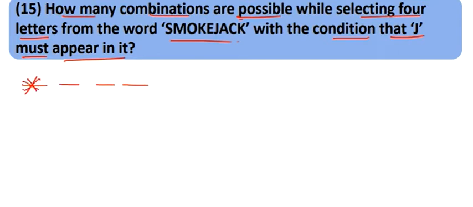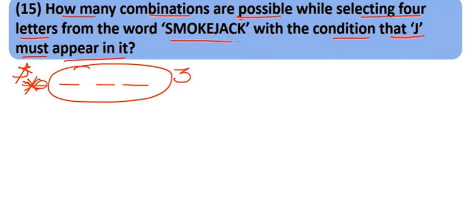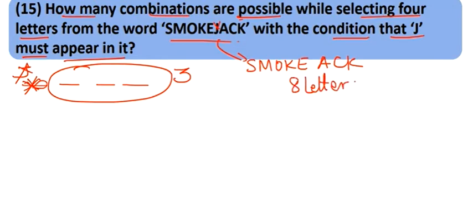That means one place is already occupied by J. Now, so we have to select only 3 letters. Also, out of SMOKEJACK, J already has been occupied, so we cannot select J again. So what are we left with? SMOKEACK. Okay, so we are left with 8 letters.